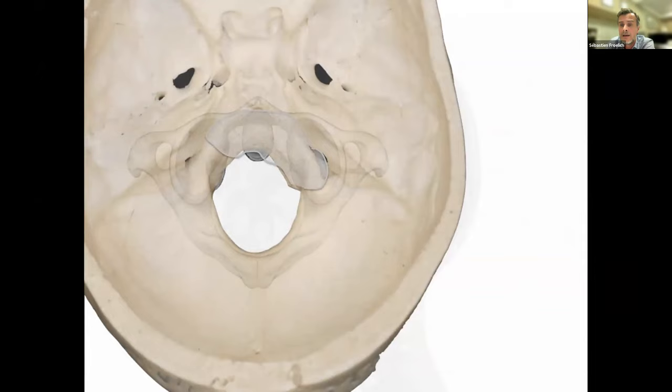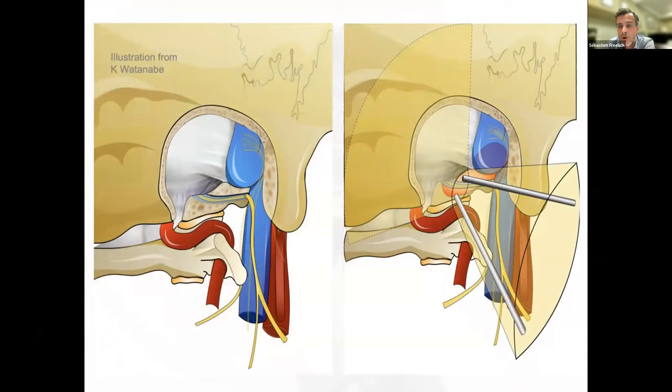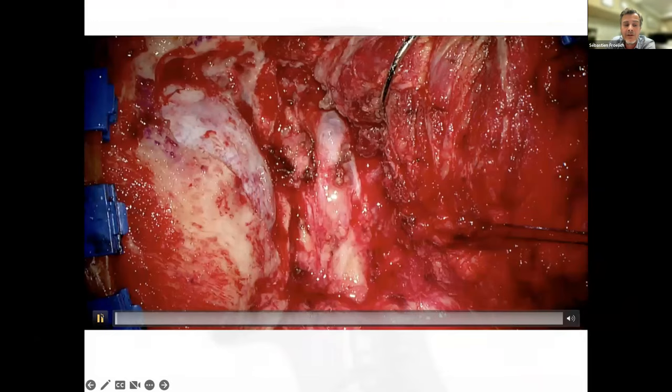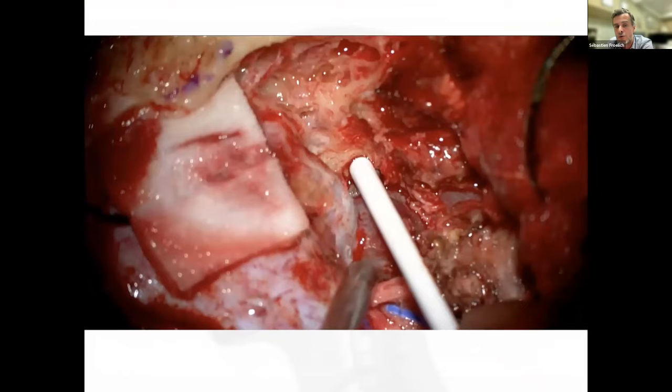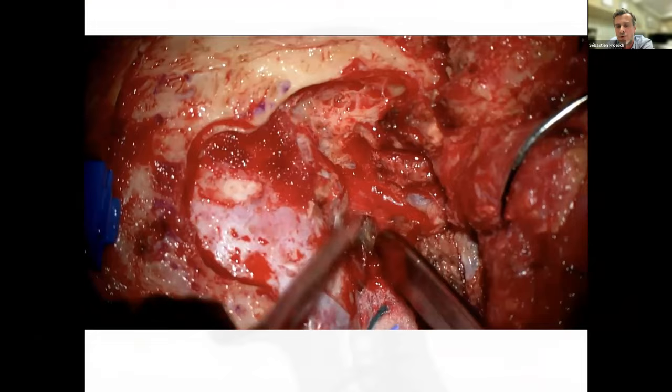So here, same strategy, using the condyle as a way up to go into the petrous apex and clivus. This is here, the exposure. You see that there was a pathological fracture of the condyle. I drilled a little bit of the mastoid to have access to the jugular foramen also here on the right side where most of the tumor was.